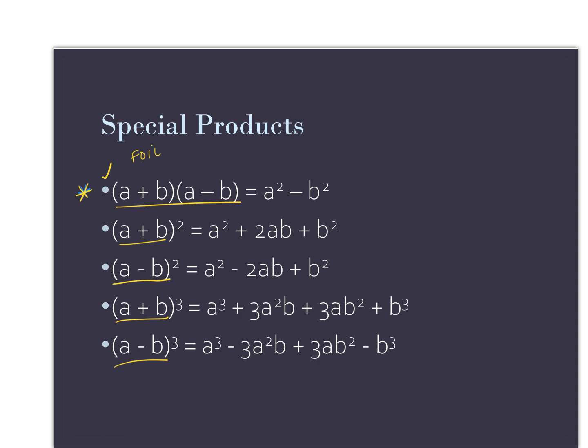And notice, if I FOIL this and I do first times first, I get a squared. When I do outer times outer, I get minus ab. When I do inner times inner, I get plus ab. And when I do last times last, I get minus b squared. And in this particular pattern, when the only thing that's different between the two is one is a plus and one is a minus, the middle terms will always cancel out. And so if you just do a squared minus b squared, you get the answer. So memorizing it avoids having to multiply it out and then cancel it anyway.